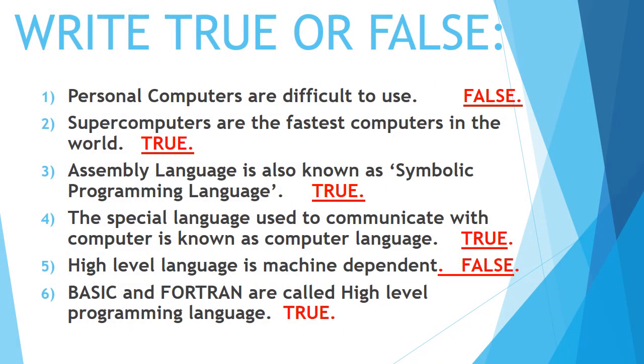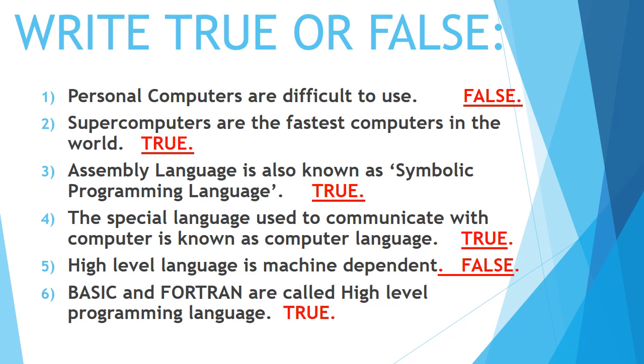Some more true false. Personal computers are difficult to use. Is this difficult to use? You are using them in your school, no? So it is true? No, it is false. Supercomputers are the fastest computer in the world. Is this true? Yes, you all know that supercomputers are the fastest computer in the world. Assembly language is also known as symbolic programming language. Yes, this is true, because another name of assembly language is symbolic programming language.